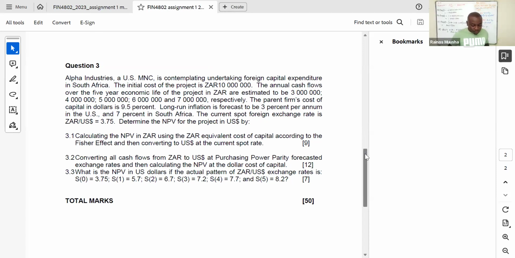For question 3.1, they say, calculate the net present value in ZAR using the ZAR equivalent cost of capital according to the Fisher effect, and then convert the US dollar at the current spot rate. You see that the answer that we got is slightly different from the lecturer's answer, mainly because the lecturer was not rounding off the in-between calculations. They were just putting all the answers in memory and then doing the calculation all at once.